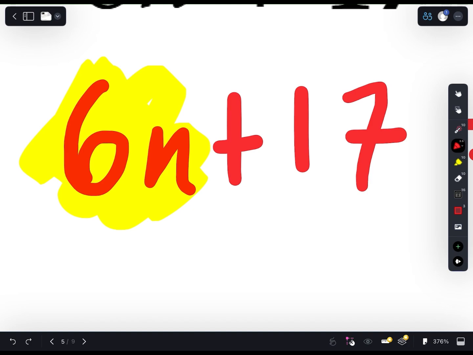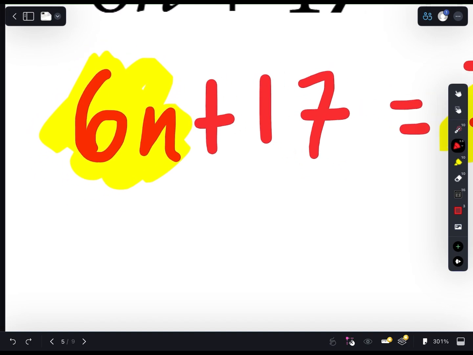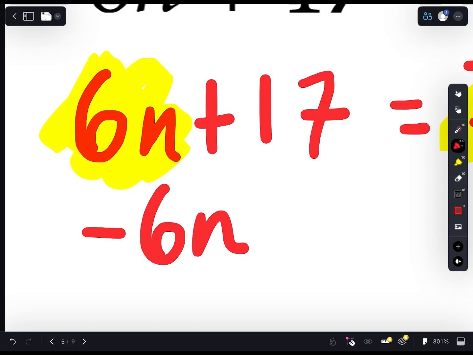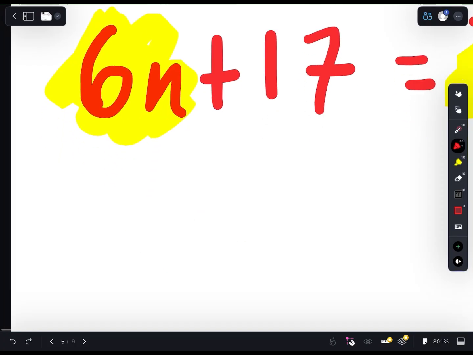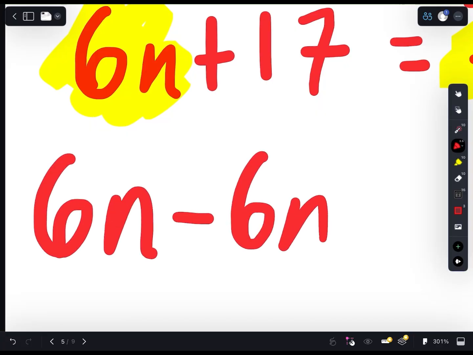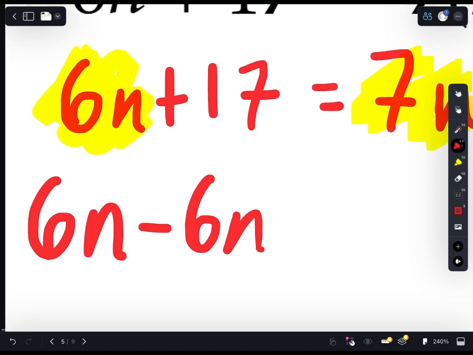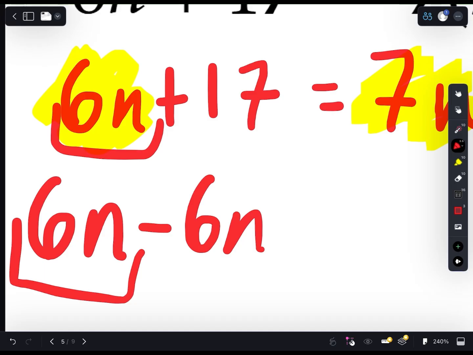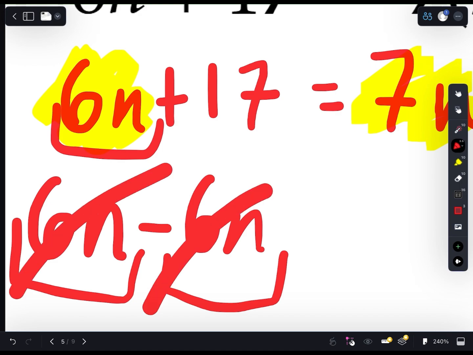6n here, I want to get rid of it on this side. So how do I do it? I just have a negative 6n. So you could write this out if you want to be really clear. You could do 6n minus 6n, because you always do the opposite operation. We have a 6n here, and this 6n is, if you think about it, a positive 6n. So if you subtract 6n, then it will cancel out. So there we go.